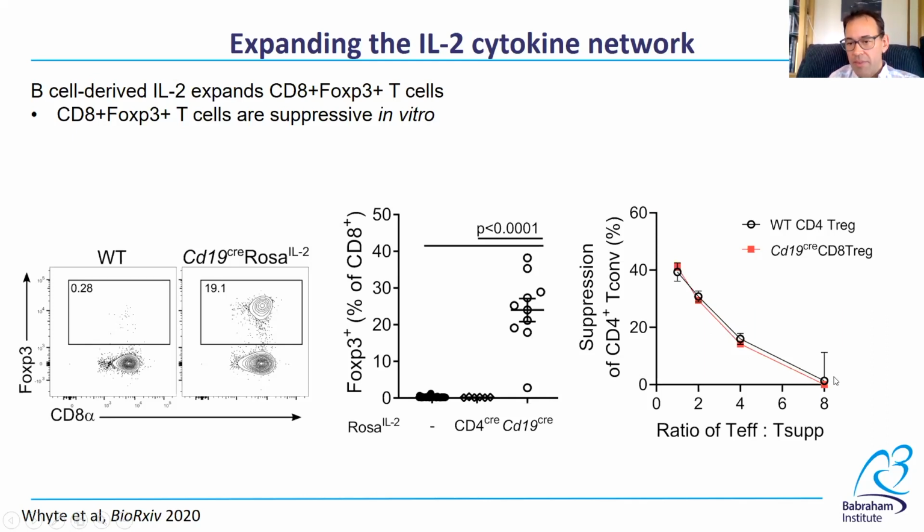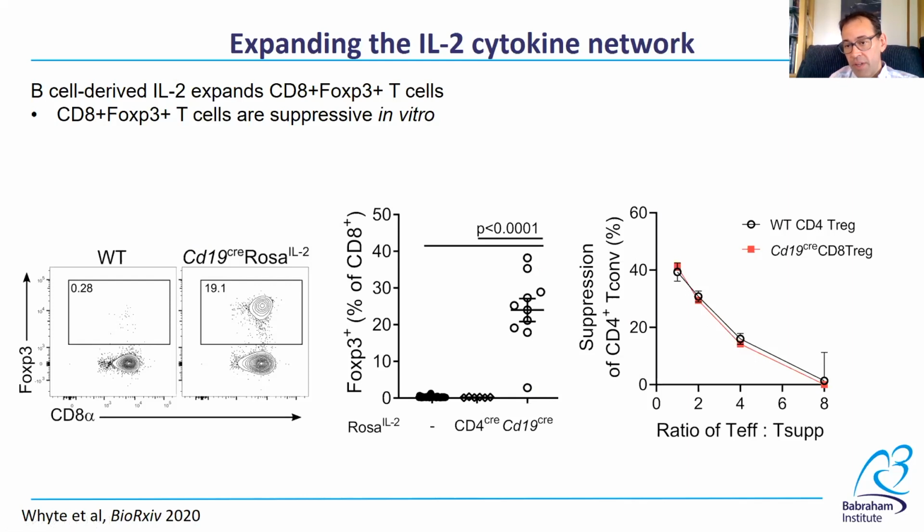And in black, you have the results that you'll see from CD4 Tregs. The more CD4 Tregs you've got, the more suppression you've got. And in red, we've got CD8 Tregs that we purified from these mice. And the curve is almost identical to the CD4 Tregs.